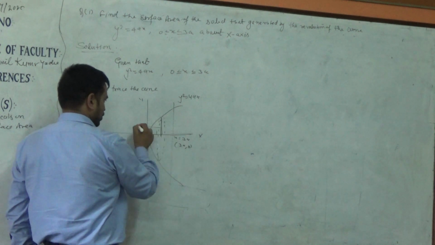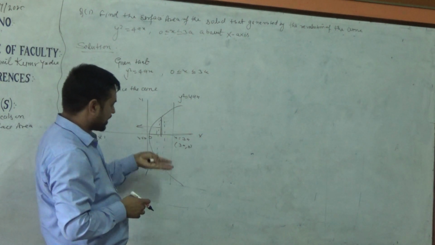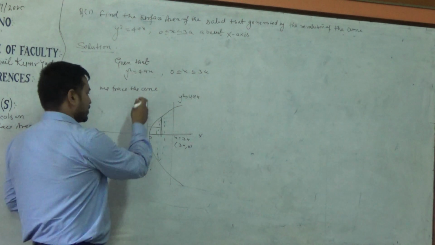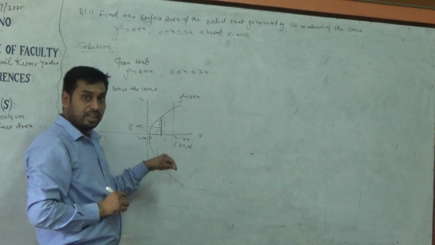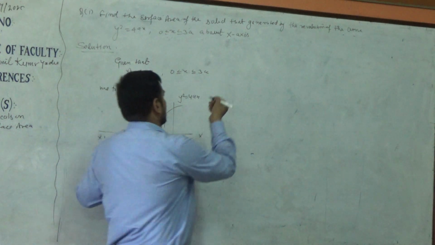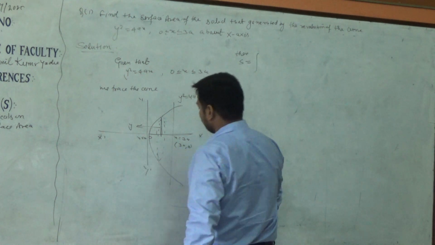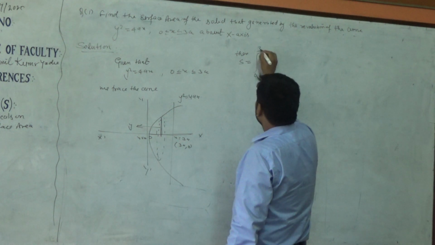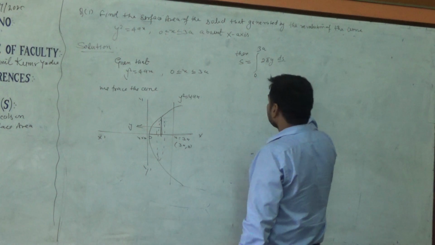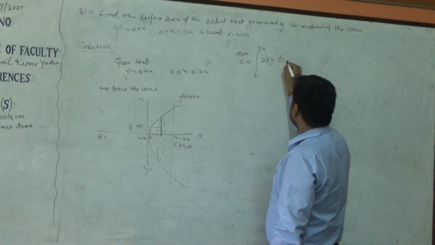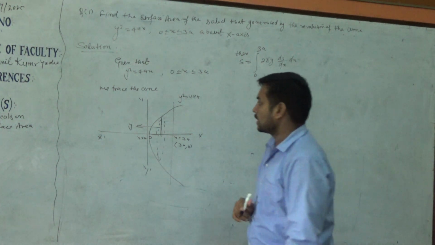Then the line parallel to the y-axis will be the radius of the circle generated by the revolution of the curve. So we take the radius of the circle generated by the revolution to be y. Then the surface area is equal to the integral from 0 to 3a of 2 pi y ds, and ds can be written as ds by dx into dx.